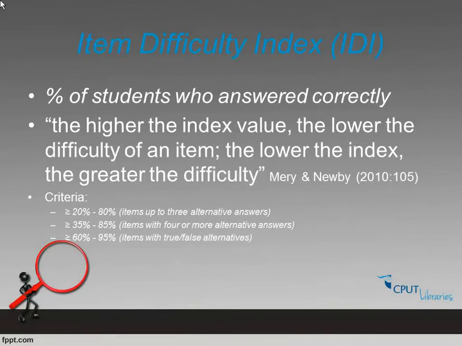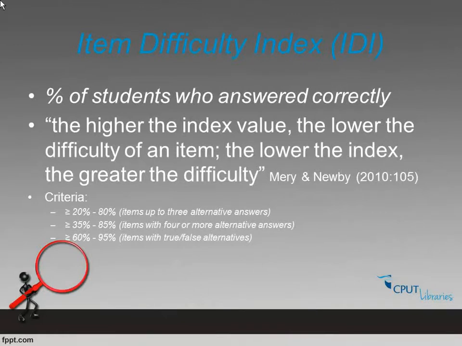If it's 4 or more answers, the range changes to 35 and 85%. And if it's a true or false question, it has a different criteria of between 60 and 95%. So we want to keep it between that. The moment it goes either below or higher than that, it raises a red flag, and I can go and look at that question to see why that is. What could be the possible reason?